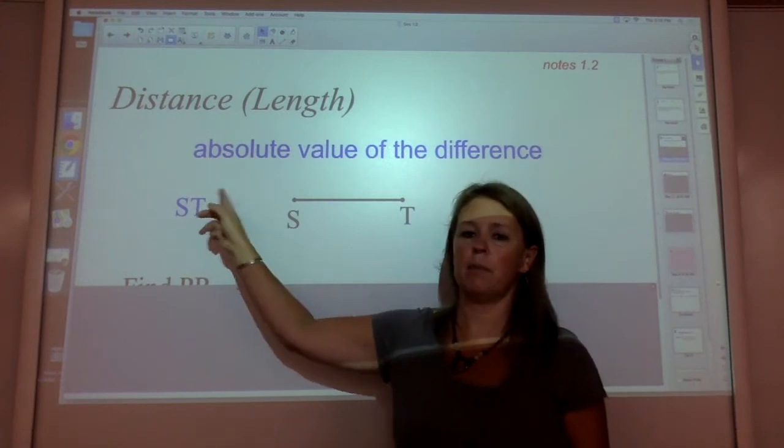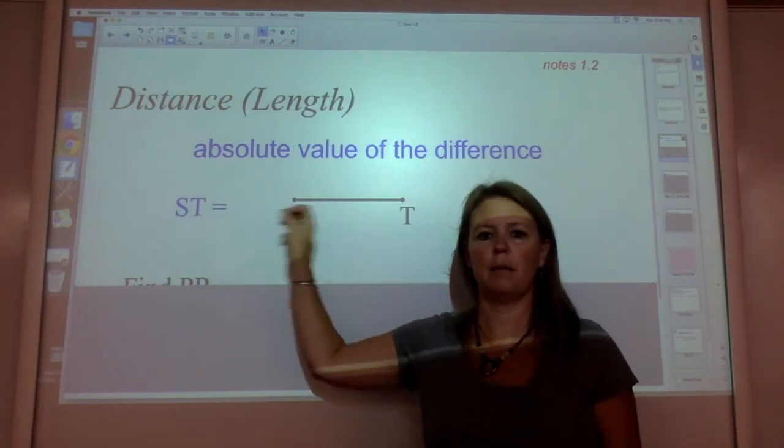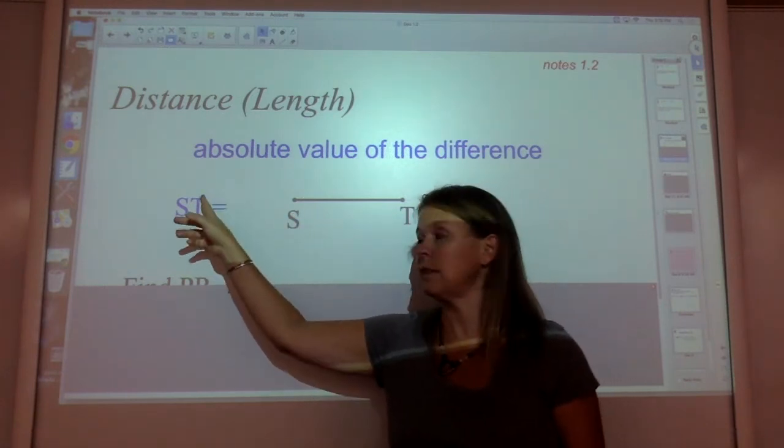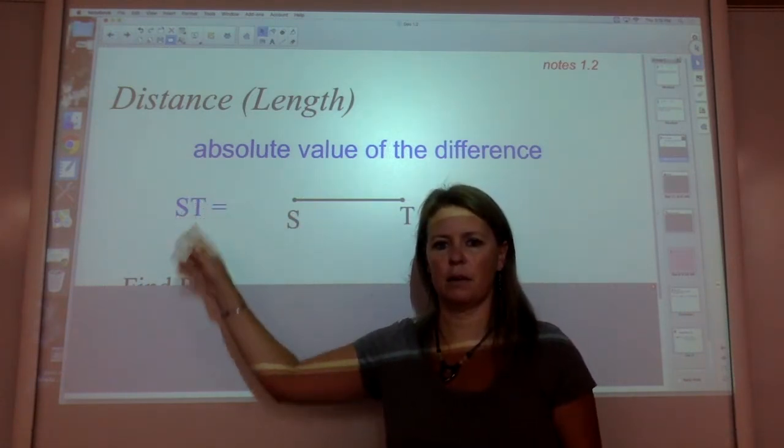Do not put a bar over it. A segment bar means it's a segment, an object. Without a segment bar means it's a distance or a length.